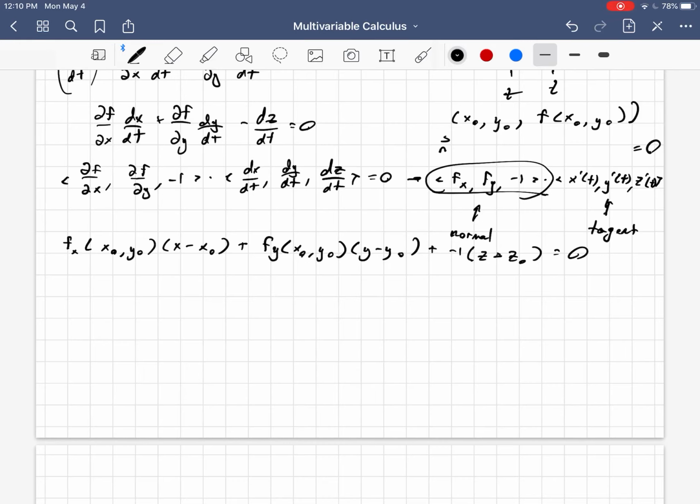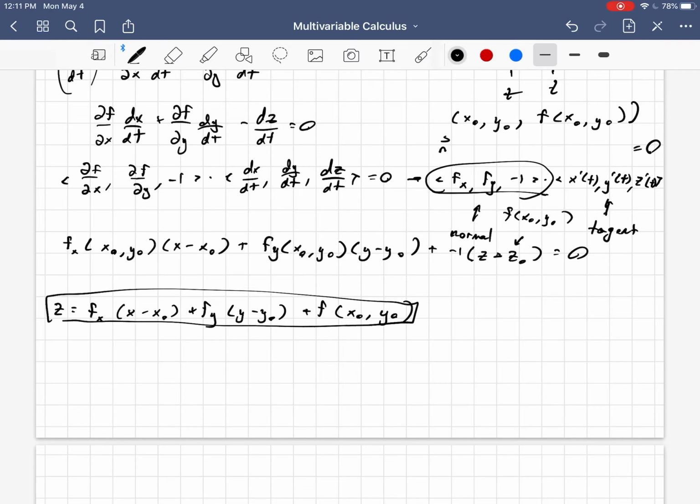So now we can simplify this just a tad. I'm going to replace z naught with f of x naught, comma y naught. And so I will get the equation of our tangent plane: z equals f sub x, which we know is evaluated at x naught, comma y naught, times x minus x naught, plus f sub y times y minus y naught, plus f of x naught, comma y naught. And that's the equation of a tangent plane to a surface at the point x naught, comma y naught.